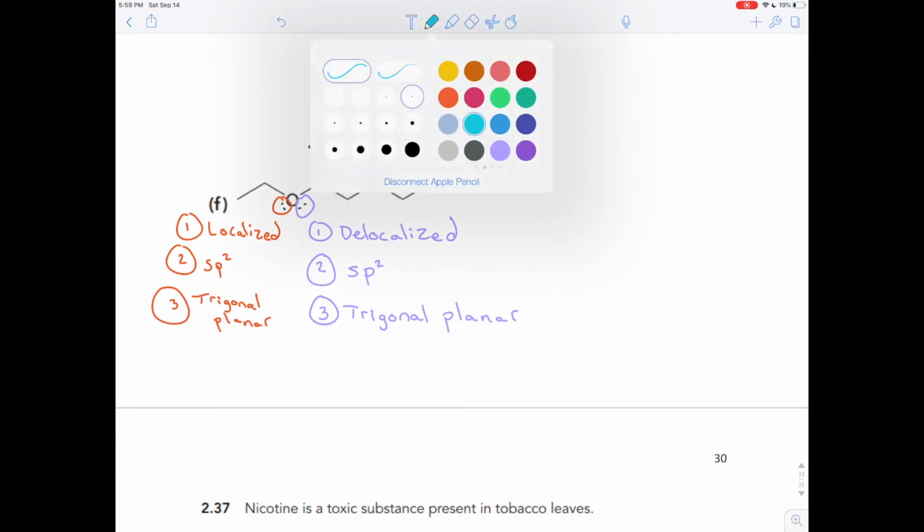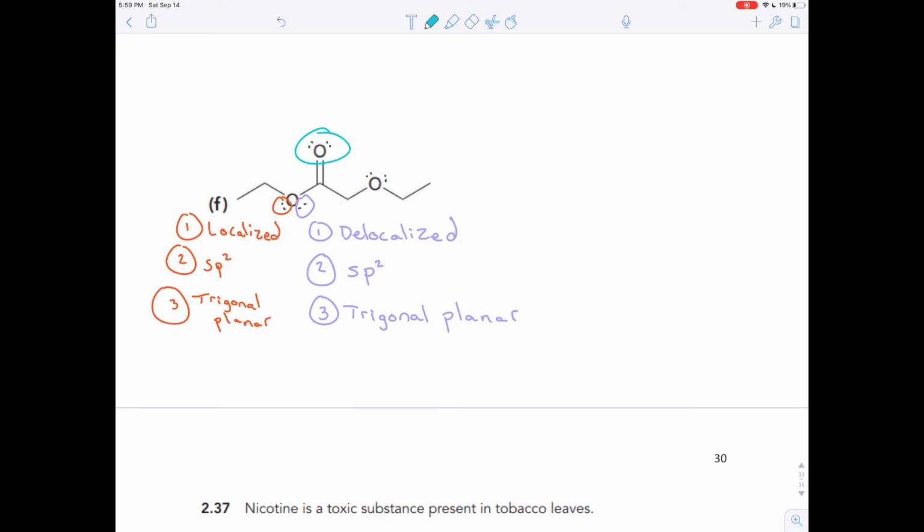All right, let's think about other lone pairs. How about these lone pairs on this oxygen in the middle? Those lone pairs don't fit any resonance patterns. They aren't allylic. They're on an atom in a double bond. They're not one atom away, and they are not one atom away from a positive charge. There's no positive charge right there. And so those are localized.